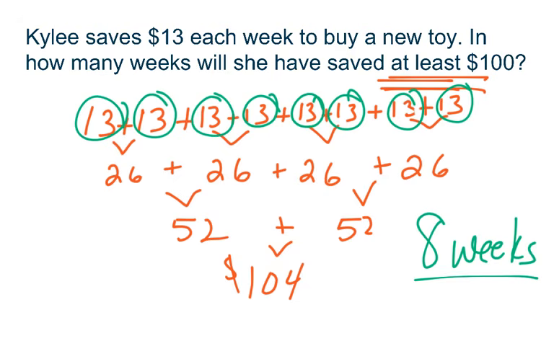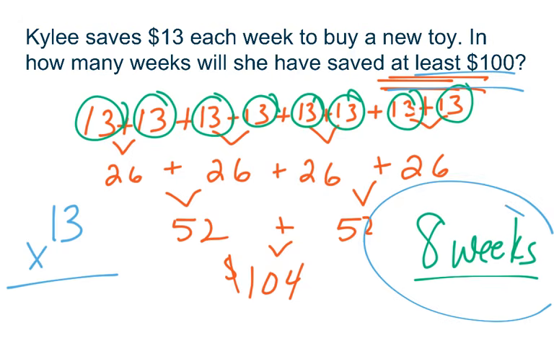Again, another way that you could do this would be to guess and check. 13 times what is going to get you at least 100, but remember we need to get it really close. Or you could have done some division if that was more your thing. Regardless, you would have still gotten that it's going to take her around 8 weeks to save up for her toy, which is about $100.